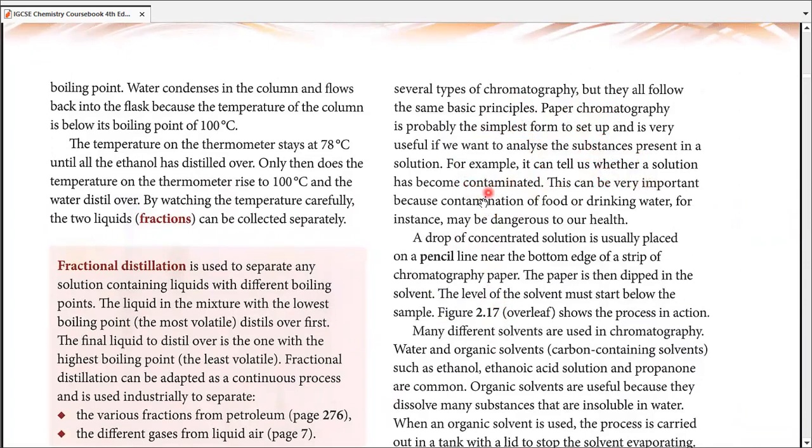For example, it can tell us whether the solution has been contaminated with something harmful or not. This can be very important. Contamination is important for us to know in three aspects of life: contamination of food, contamination of drinking water, and contamination of medicine. These are the three aspects of life where purity and safety are very important, and anything dangerous can directly affect ourselves.